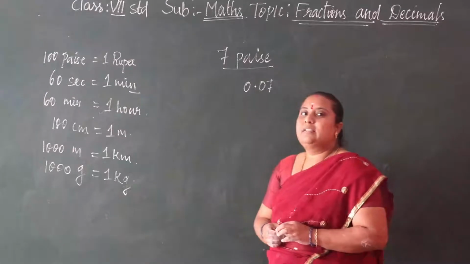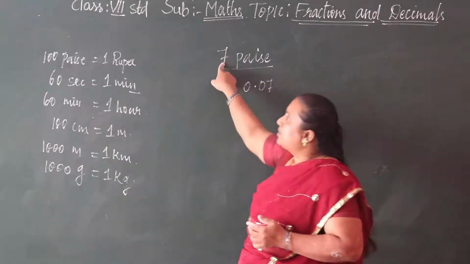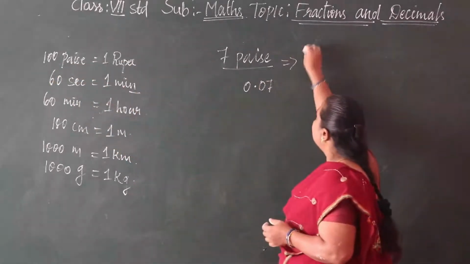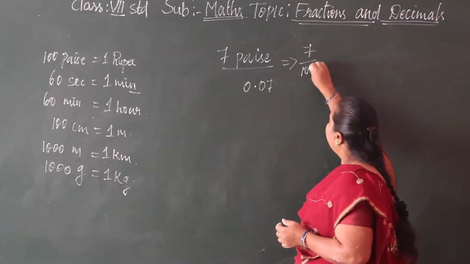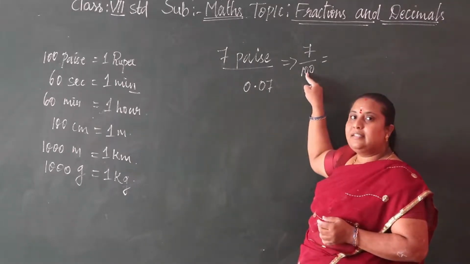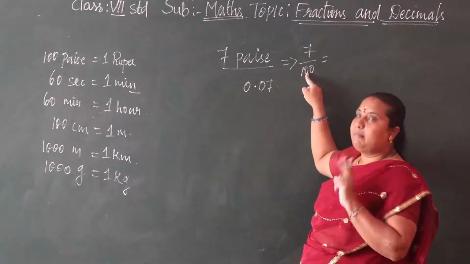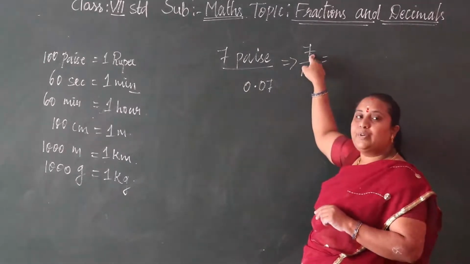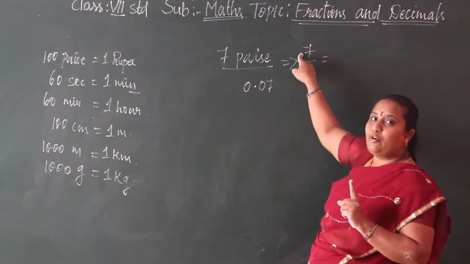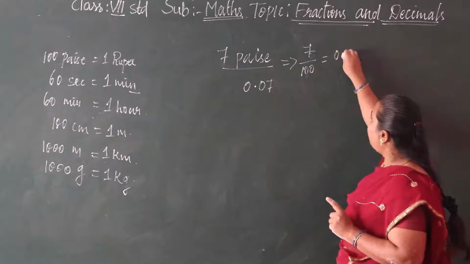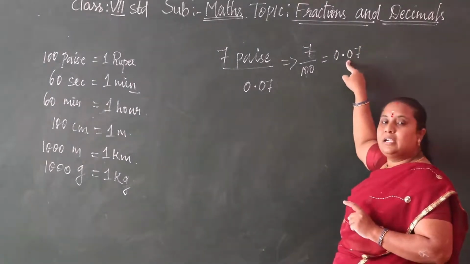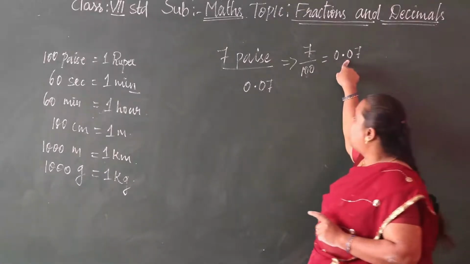0.07. So how to write this point? 7 paise is divided by 100 paise, so you divide 7 by 100. You get, see, 2 zeros are there, so you write it with two decimal places. Here in the numerator you have only one digit, so you have to write 0 before the given number. So 0.07. Now you have two digits in the decimal part. Okay, so understood how to write.